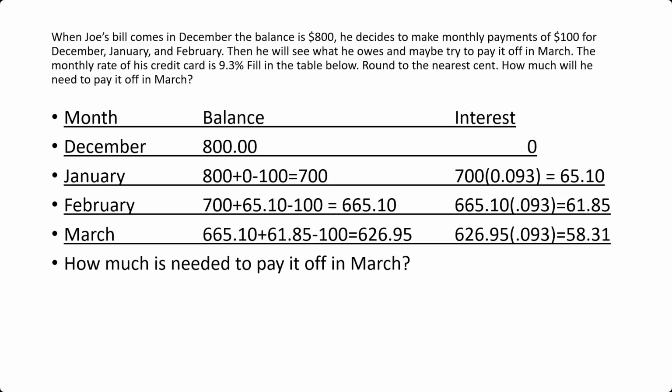How much is needed to pay it off in March? Any month, if you wanted to pay it off, you have to add across. So March would be the $626 plus the $58.31. If he was gonna pay it off, he'd have to pay $685.26. If he paid that, then there would be no more interest.